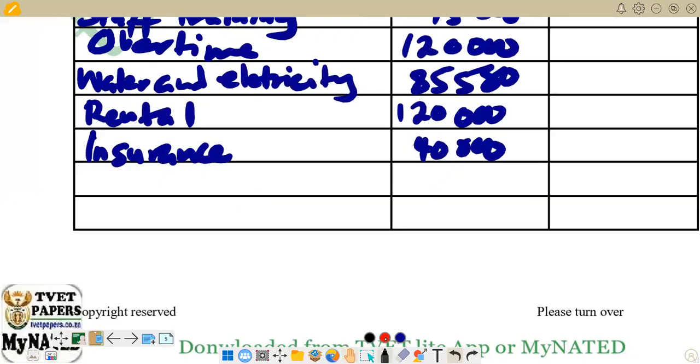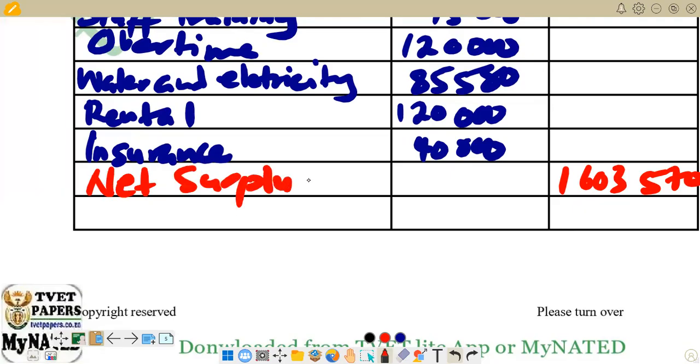If you subtract there, you would see that the figure that you are supposed to get is going to be a positive figure, which is 1,603,570. And since it's a positive, we are going to call it a net surplus. So here we've got a net surplus that we have here. So this is what we have, guys.